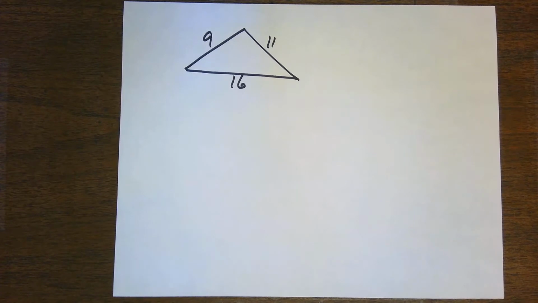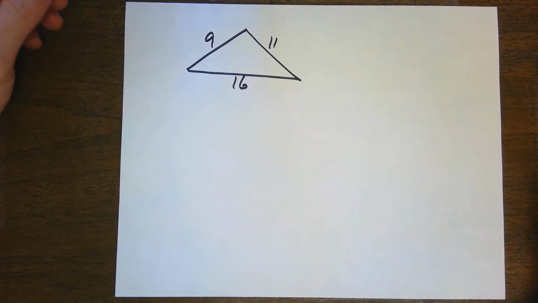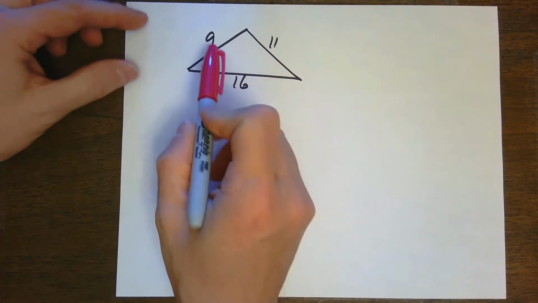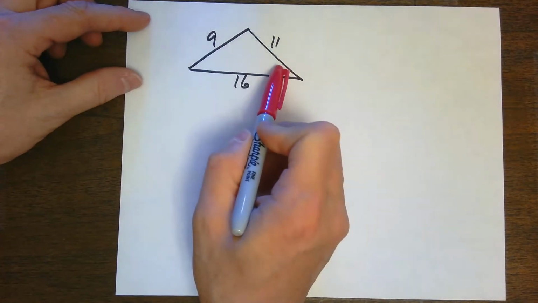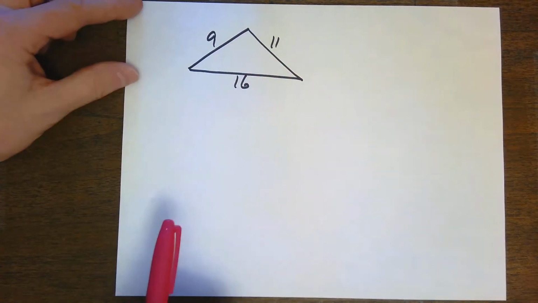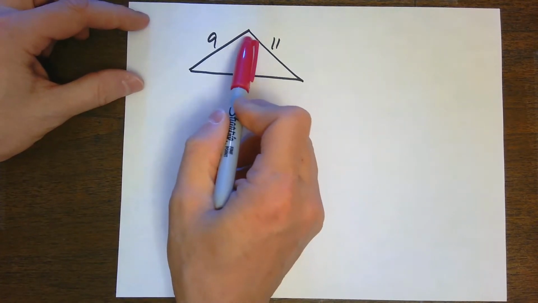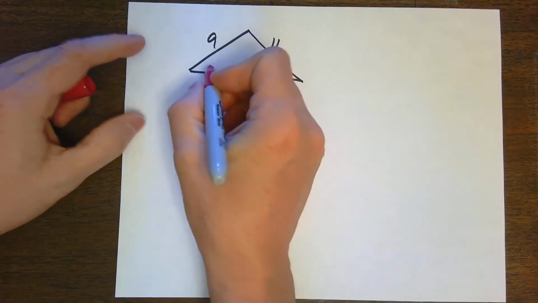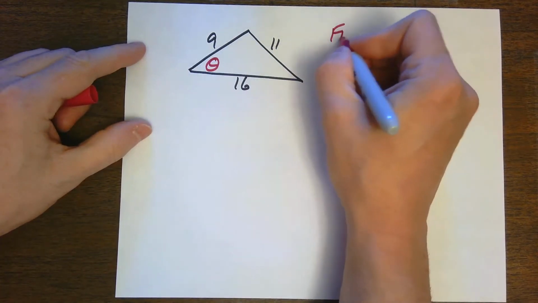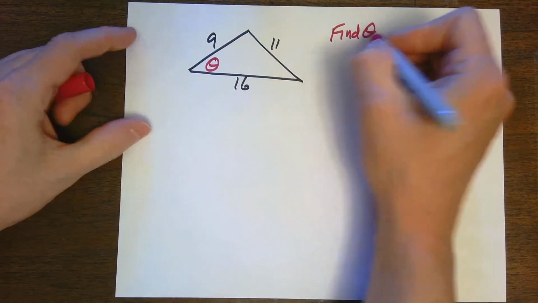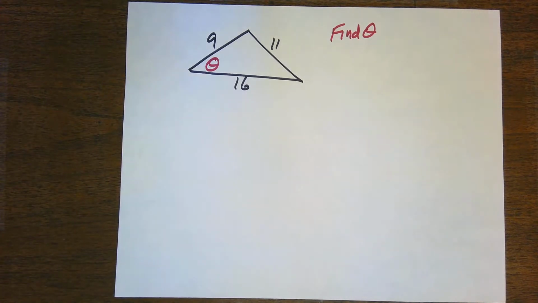And I could find any one of these angles. If I wanted to find, for example, the smallest angle, well, the smallest angle would be across from the smallest side. If I wanted to find the biggest angle, it would be across from the biggest side. That would be the biggest angle right there. But I want to find that angle right there. So let's find theta.